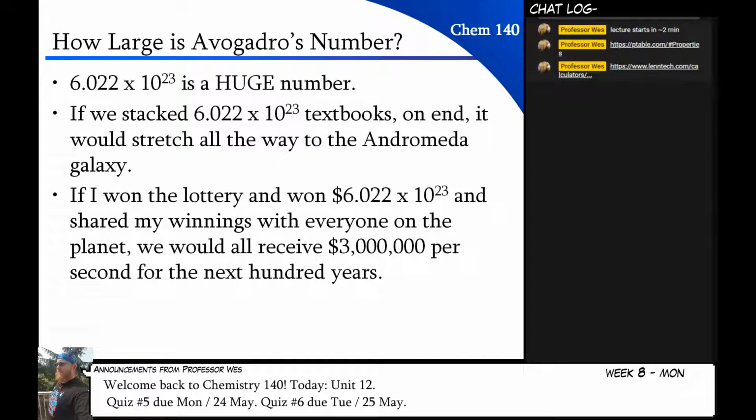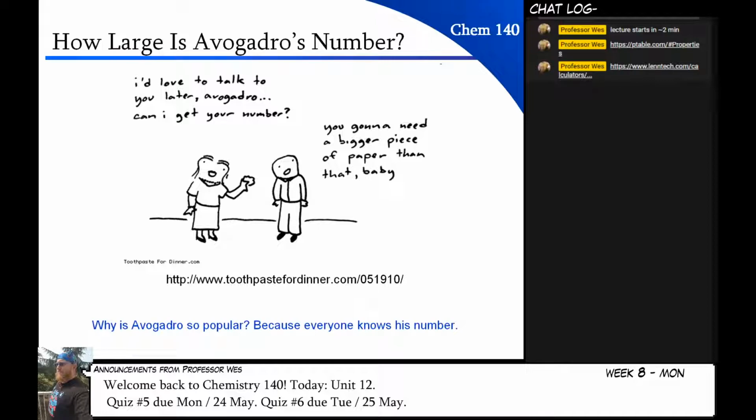12 grams of carbon is a mole. 55 grams of iron is a mole. How do I know these numbers? Well, I'm just getting off the periodic table, because the periodic table tells you that.